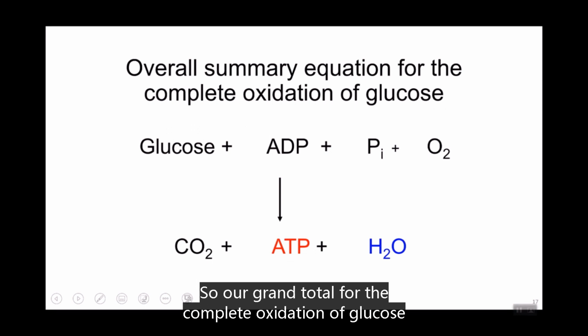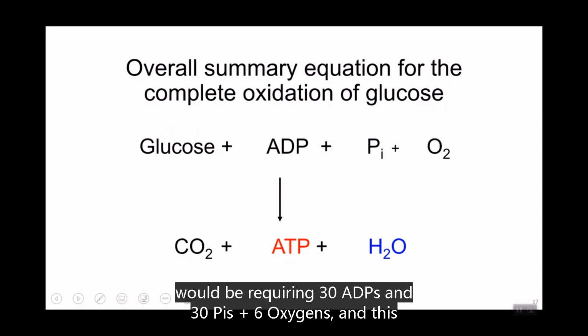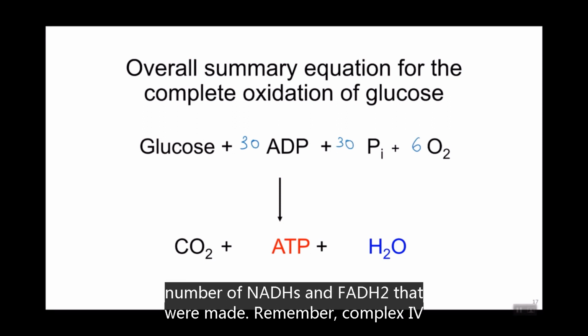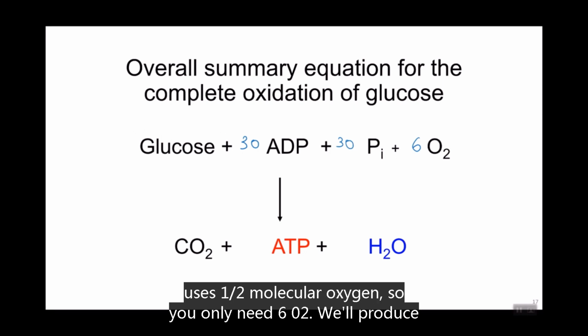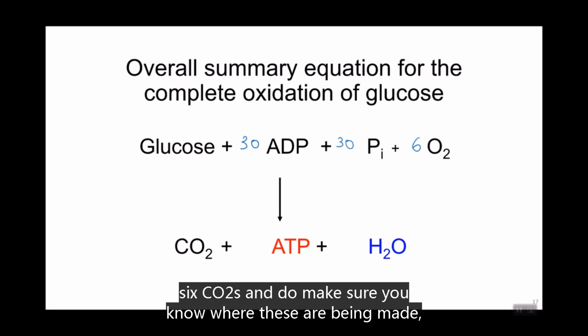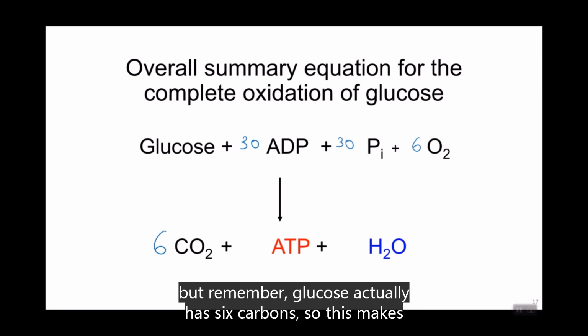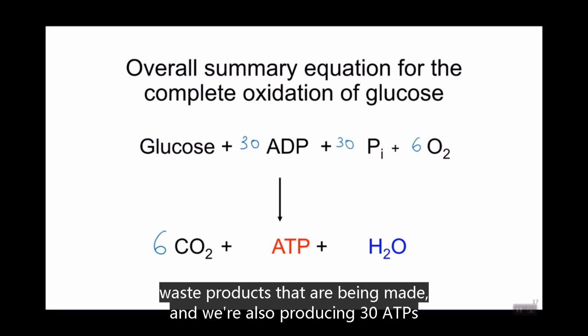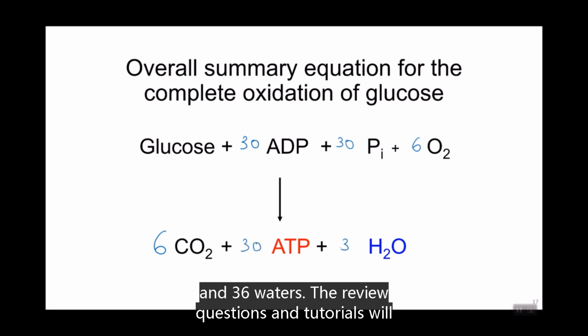So our grand total for the complete oxidation of glucose would be requiring 30 ADPs and 30 Pi's, plus 6 oxygens, and this number is kind of cool because it's actually half the number of NADHs and FADH2s that were made. Remember, complex 4 uses 1/2 molecular oxygen, so you only need 6 O2s. We'll produce 6 CO2s, and do make sure you know where these are being made, but remember, glucose actually has 6 carbons, so this makes sense. We've got 6 CO2s or waste products that are being made, and we're also producing 30 ATPs and 36 waters.